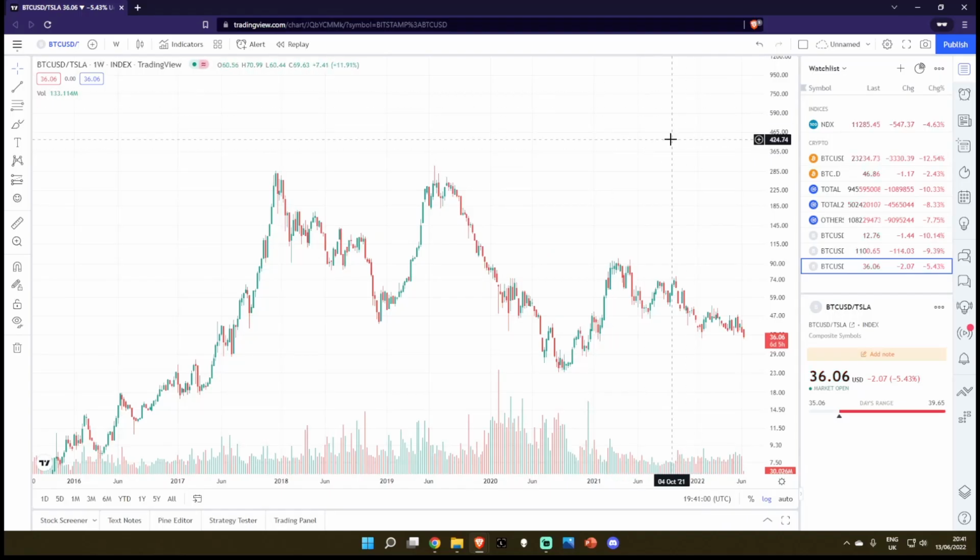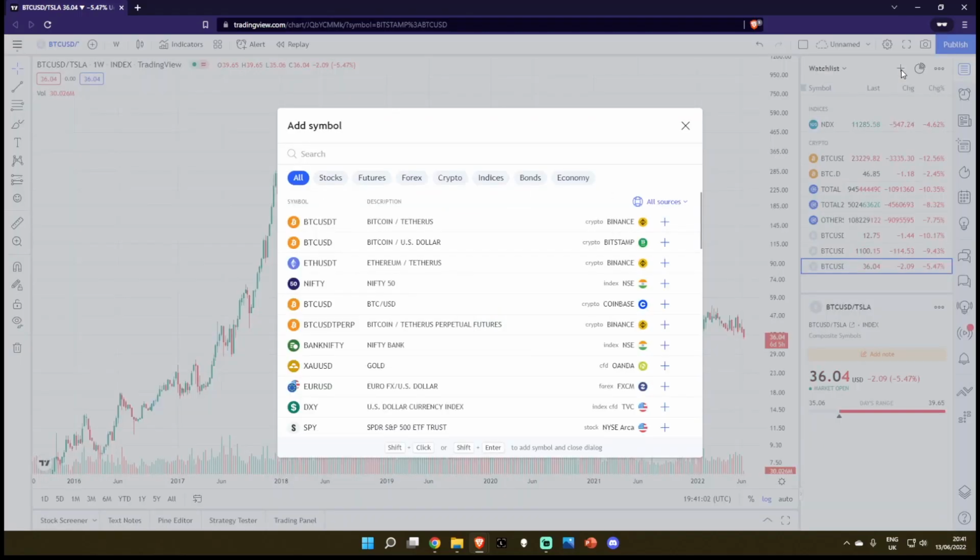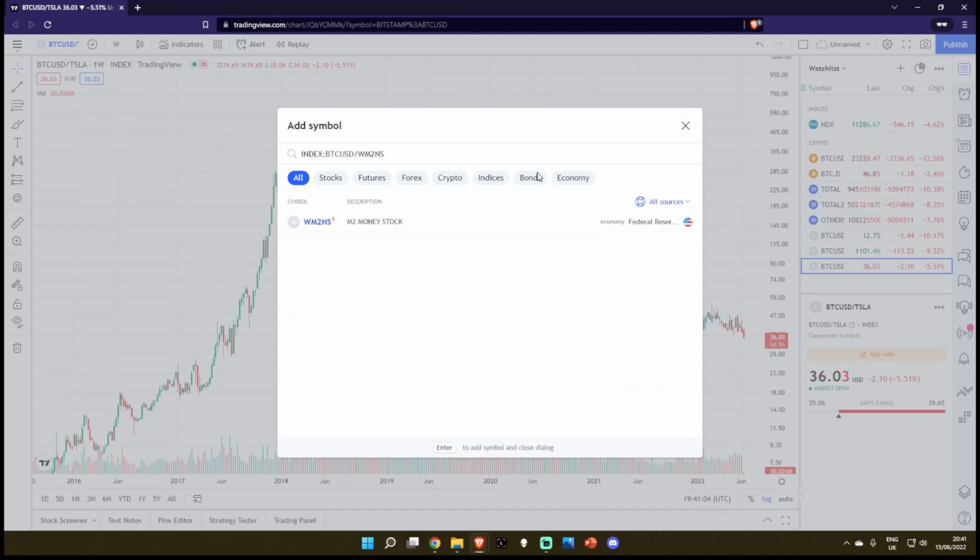Now I want to give you one more example of one of my favorite charts in this, and I actually had to go back over to my previous TradingView because for the life of me I just could not remember the symbol for this. But if you type in WM2NS, you'll see this come up. This is the M2 money stock. Remember, don't click on this chart because this will pull up the M2 money stock. We want to hit enter once again, so hit enter.